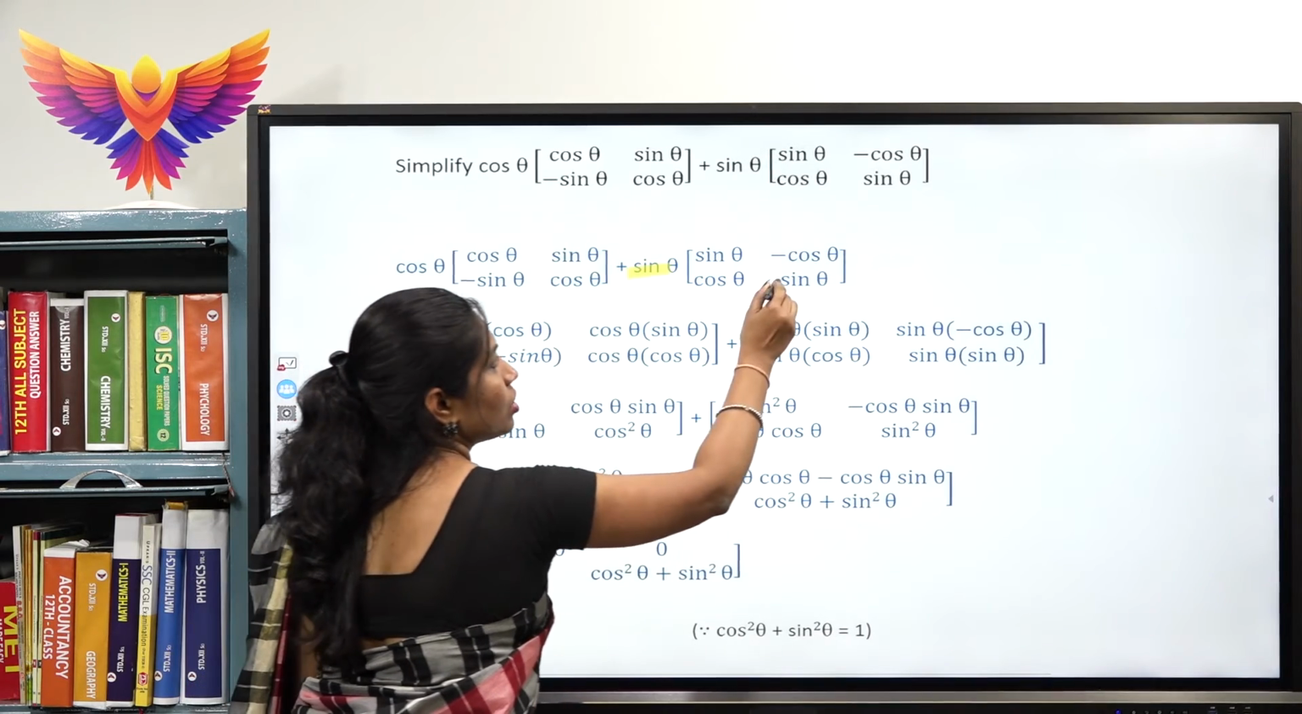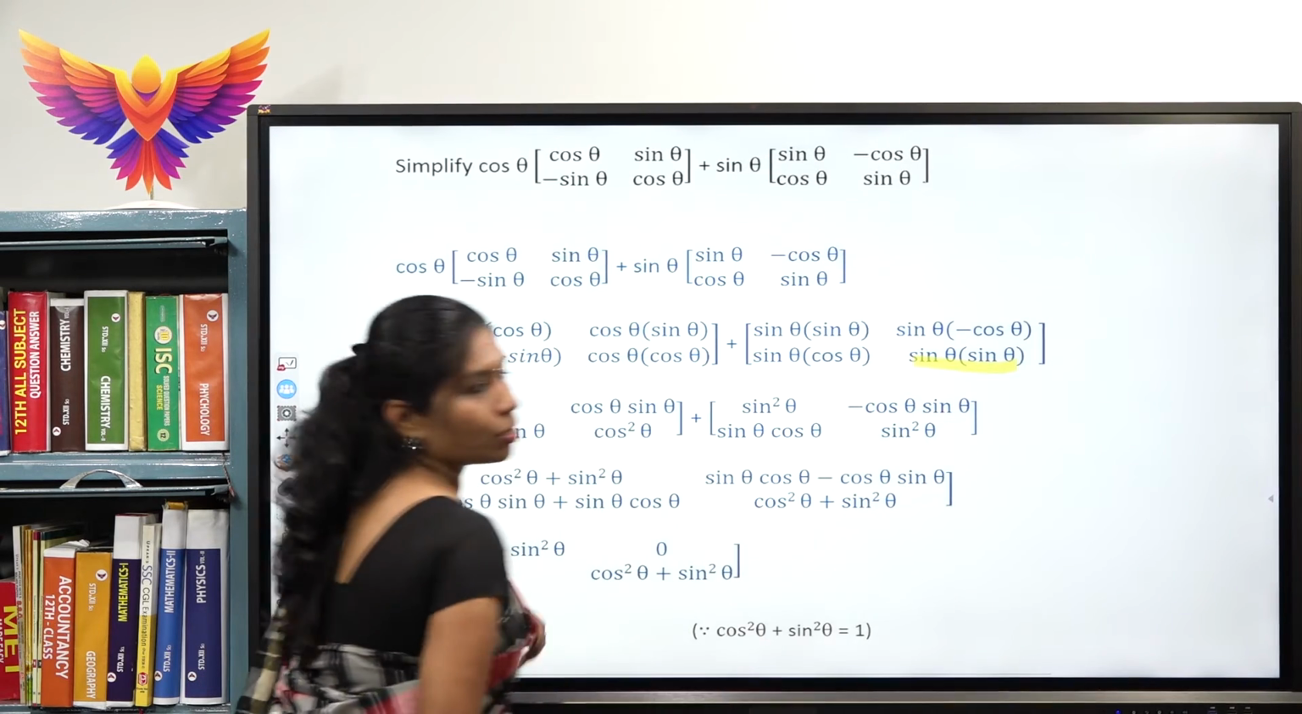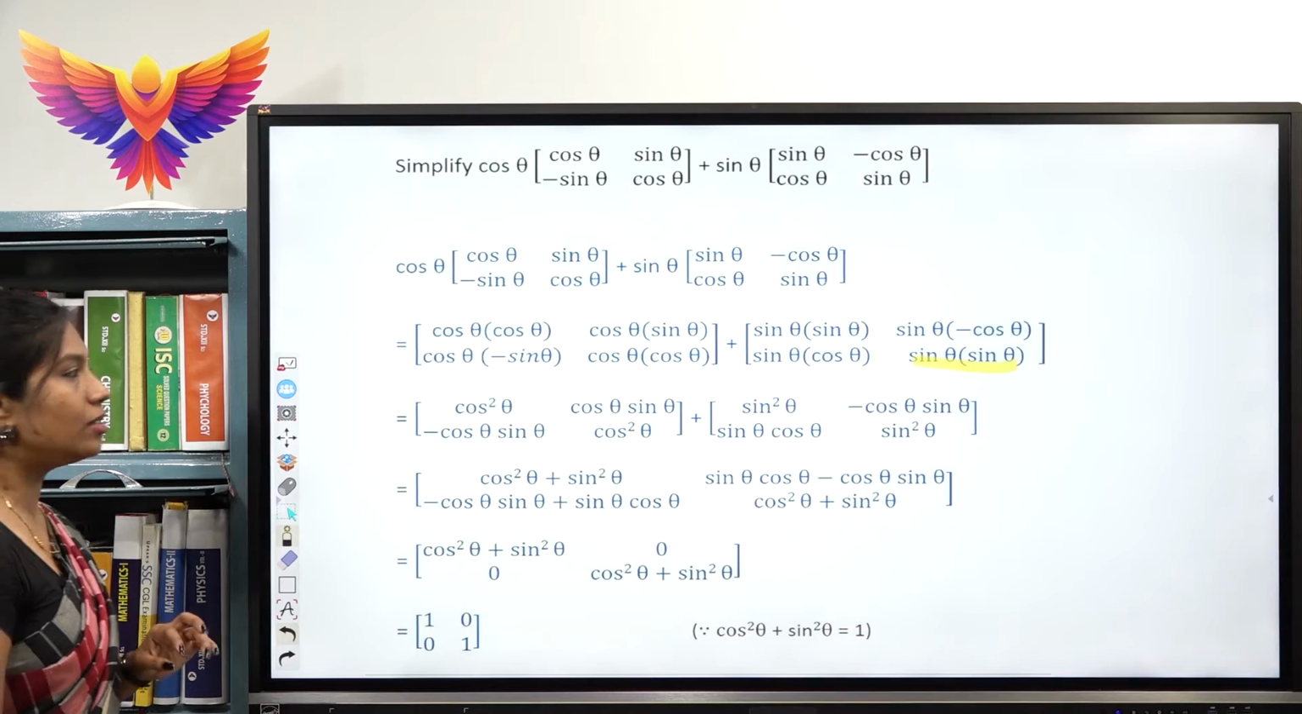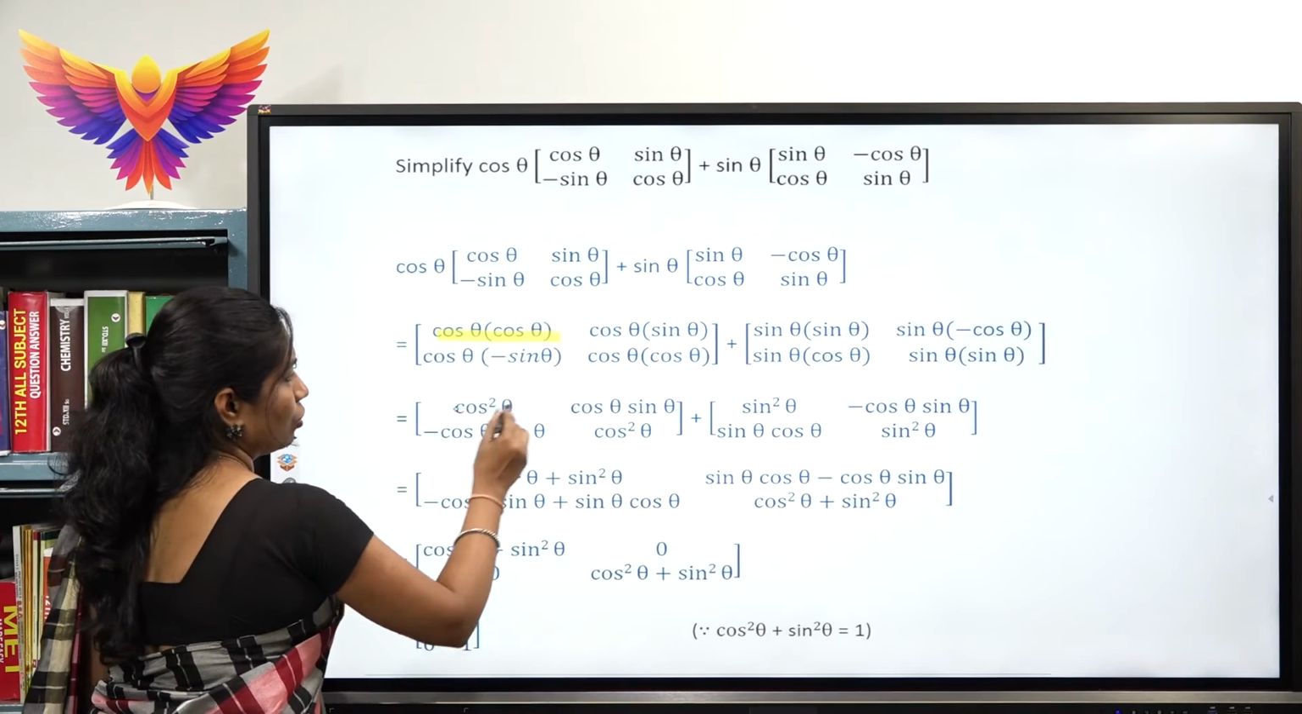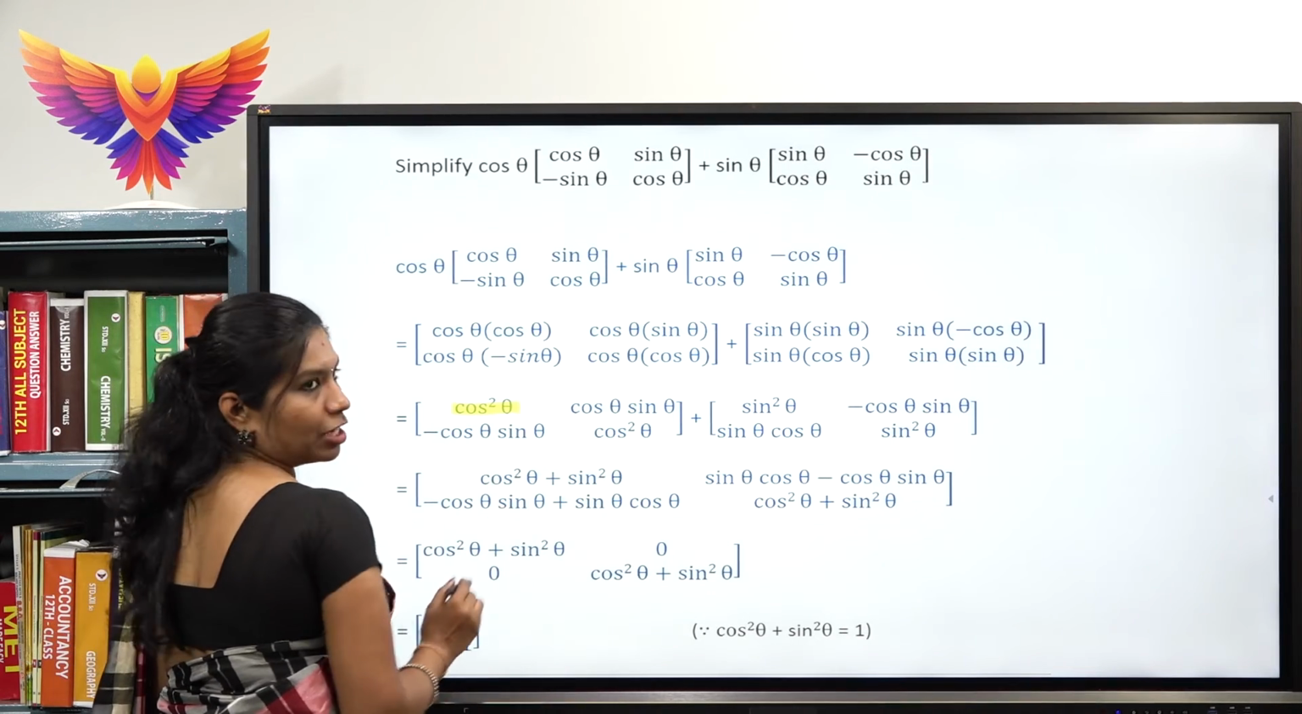Sin theta into sin theta can be written as sin square theta later. So I have got cos theta into cos theta, which is cos square theta, and the remaining terms have been kept as they are.